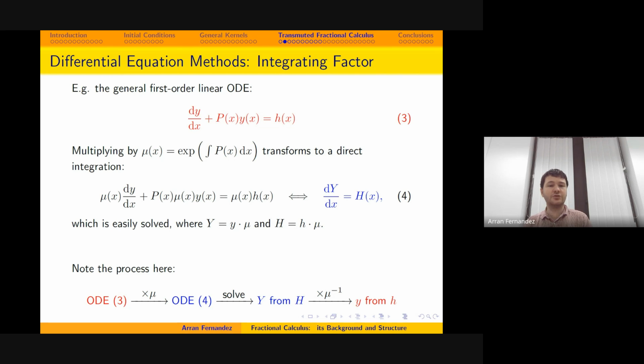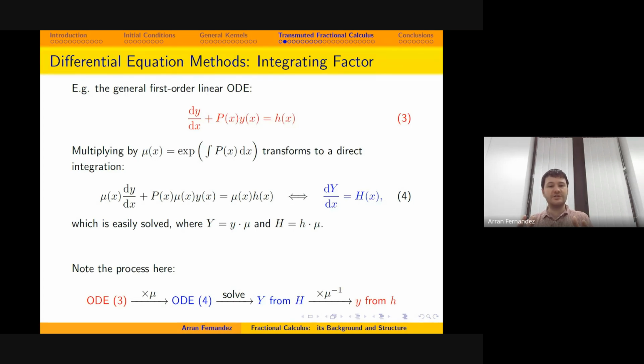You have the general first order linear ODE, we multiply by an integrating factor, we transform it to something that's a simple integration problem. So the red one, multiply by mu, it becomes a simple integration. We find capital Y in terms of capital H. What are these things? They are y and h multiplied by mu. So we reverse, we divide by mu to find lowercase y from lowercase h, which solves the red problem.